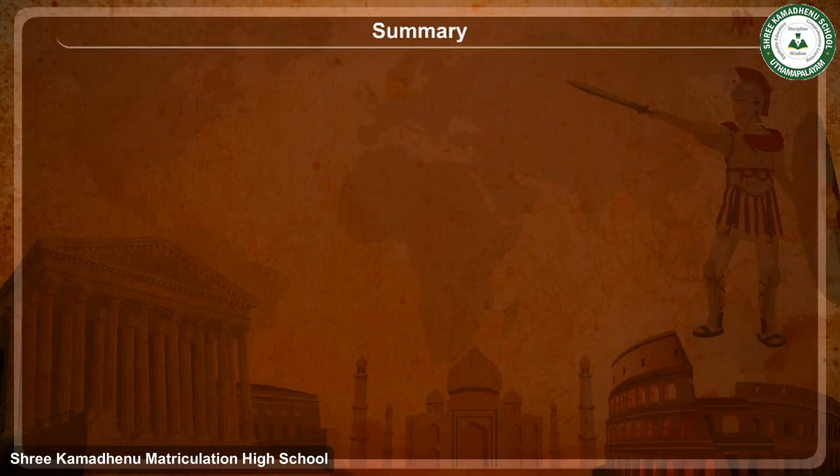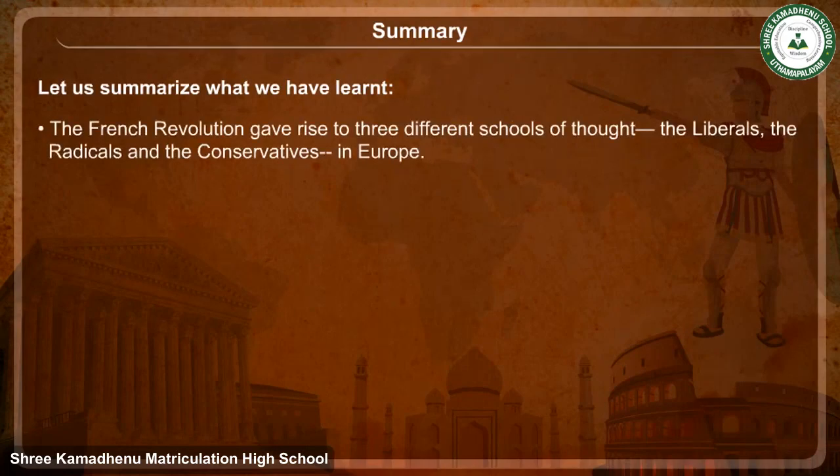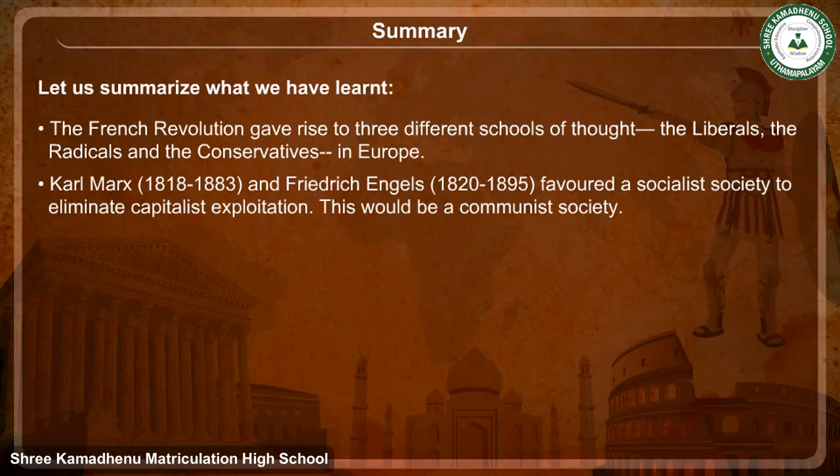Summary. Let us summarize what we have learned. The French Revolution gave rise to three different schools of thought: the liberals, the radicals, and the conservatives in Europe. Karl Marx, 1818 to 1883, and Friedrich Engels, 1820 to 1895, favored a socialist society to eliminate capitalist exploitation. This would be a communist society.